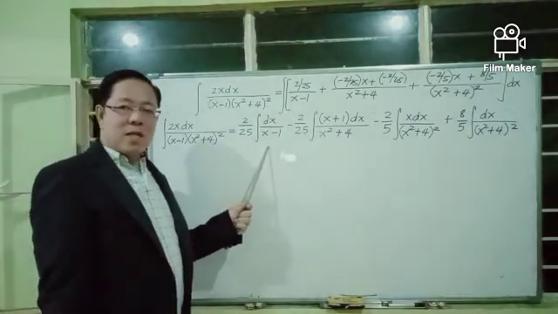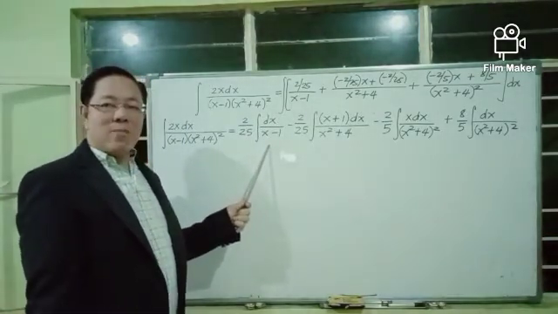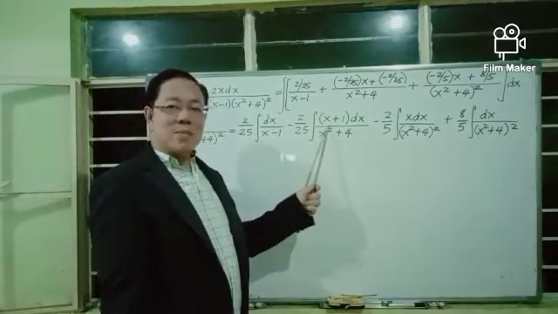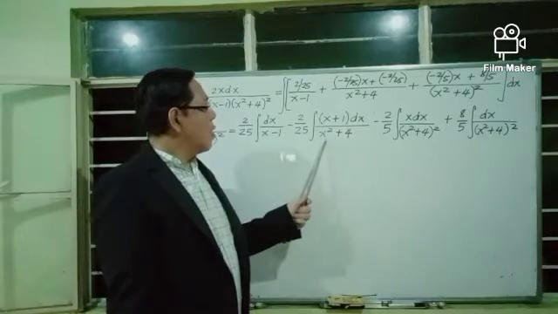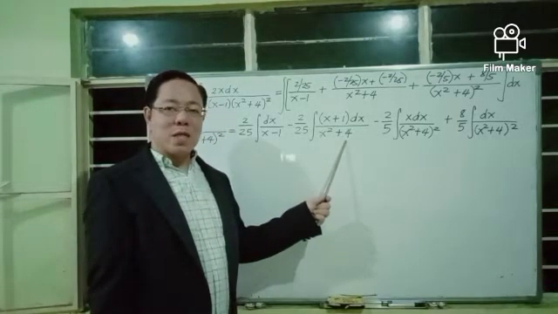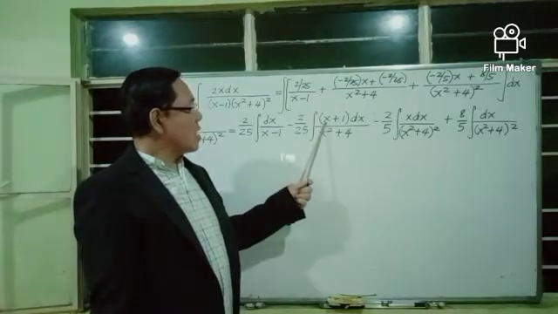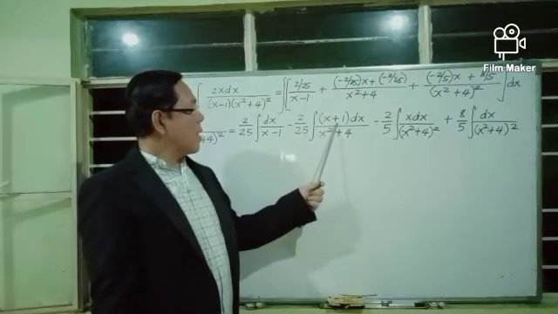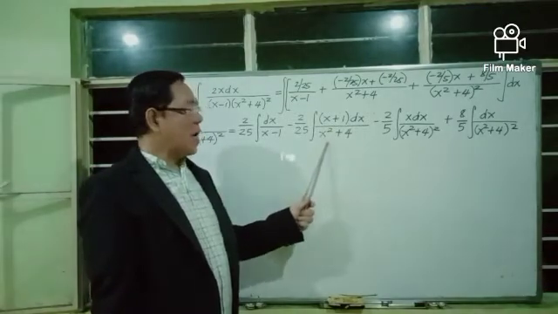This one is readily integrable. It's ln of x minus 1. And this one, the integral of x plus 1 dx over x squared plus 4, we have to write as the sum of two integrals: the integral of x with respect to x over x squared plus 4, plus the integral of dx over x squared plus 4.